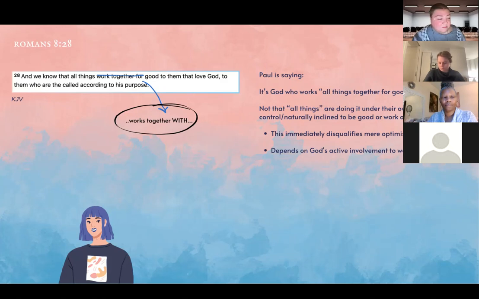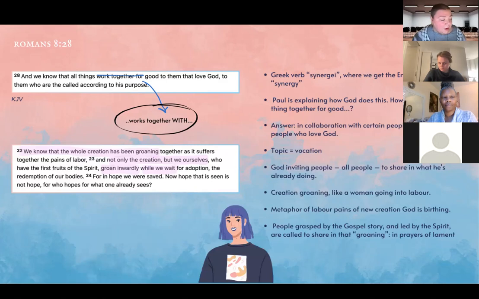It doesn't. And secondly, by looking at this verb synergei, where we get the English word synergy from, Paul is explaining how God does this. How does he work all things together for good? He does it in collaboration with certain people, alongside people, those who love God. A topic of Romans chapter 8 has to do with vocation, God inviting people, all people, to share in what he's already doing.